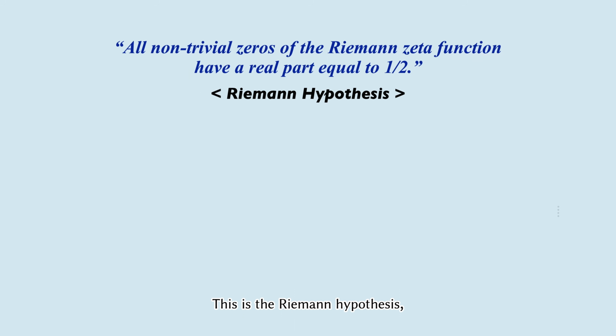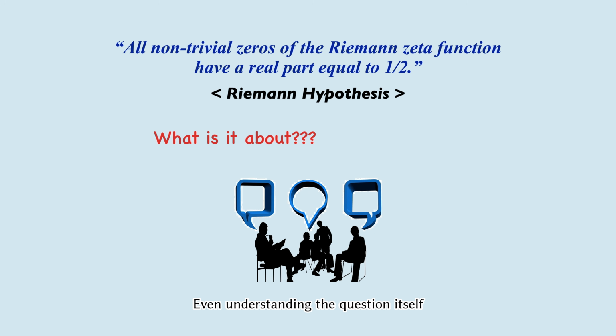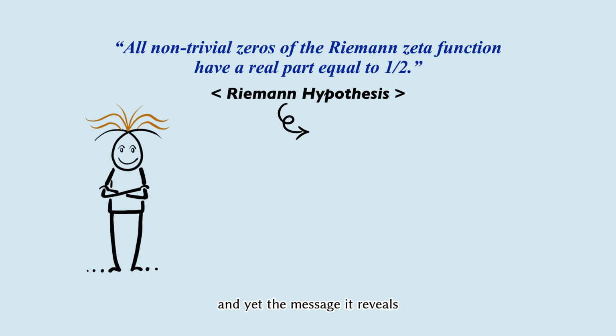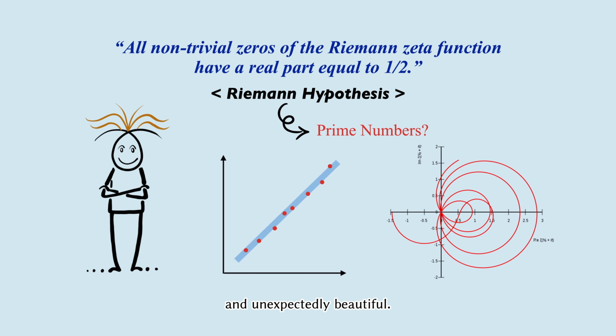This is the Riemann hypothesis, one of the most difficult problems. Even understanding the question itself is not easy. And yet, the message it reveals about prime numbers is surprisingly simple and unexpectedly beautiful.